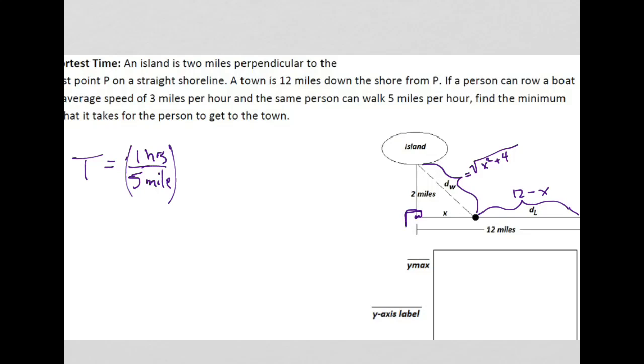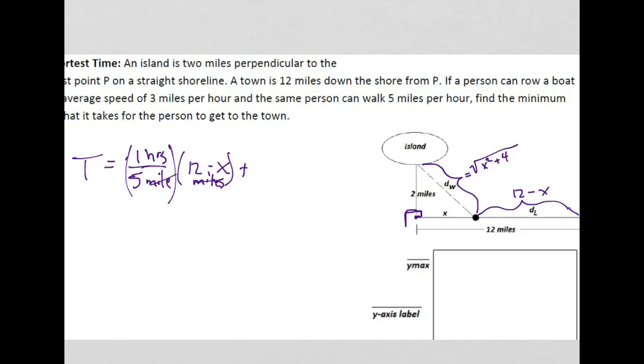That's how fast the person can walk. And to represent the distance the person's walking, that's going to be 12 minus x. And we need to add to that time the amount of time that it takes the person to row to their destination. And again, our units here were miles, and so the miles and the miles cancel out, and we get just our units of hours.